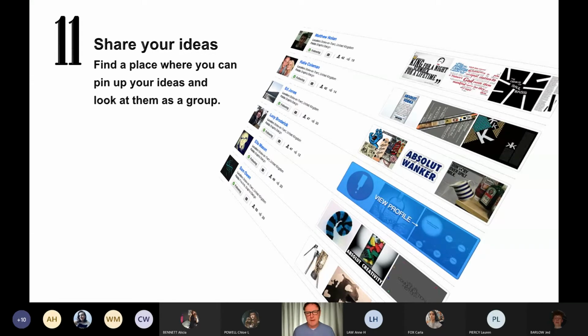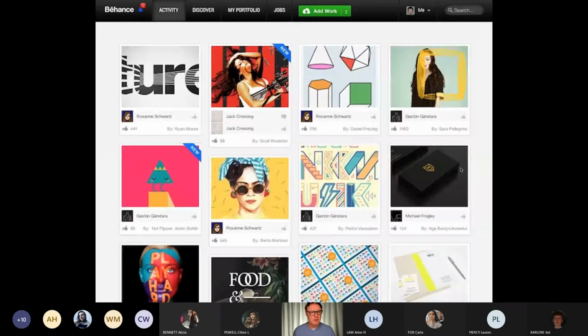So think in terms of perhaps Behance. You can actually add work. You can add work in progress. You don't have to publish it, but you can share a project, say when a group of you are working together.